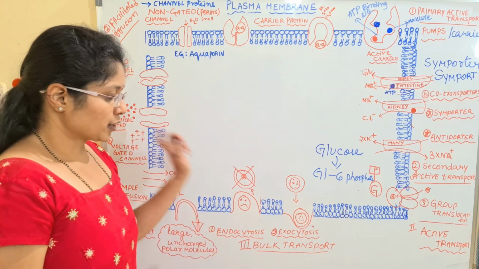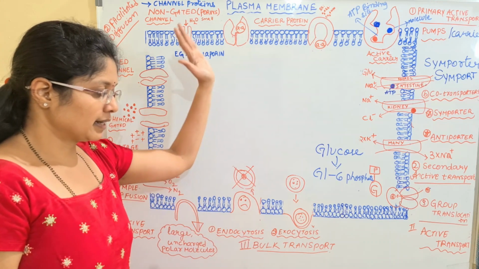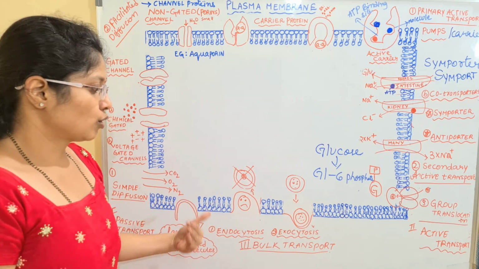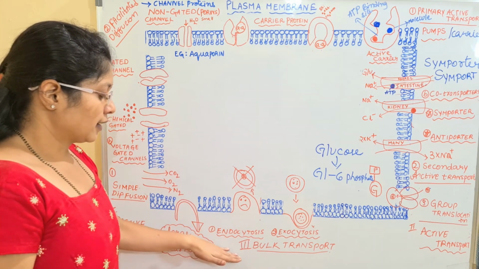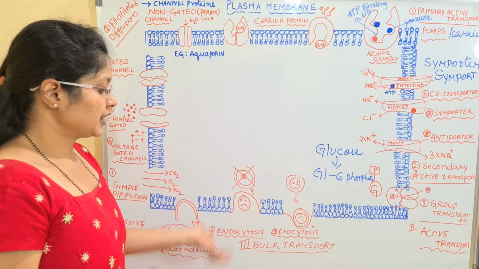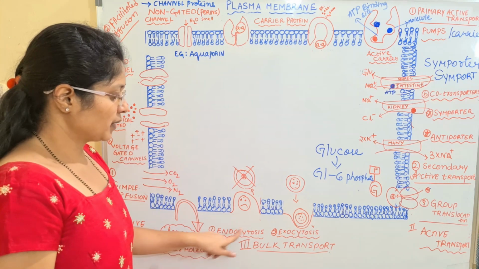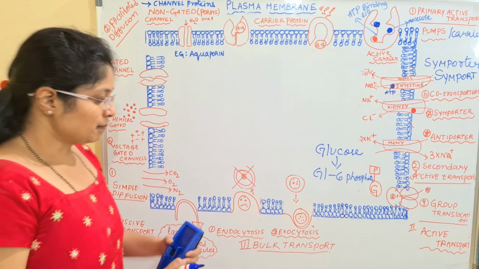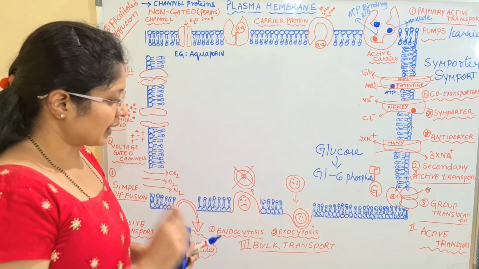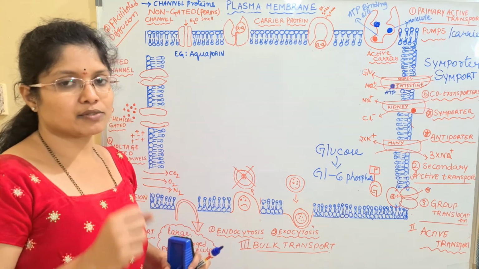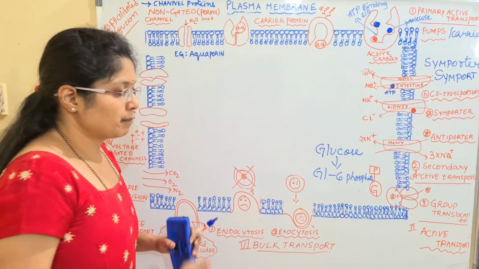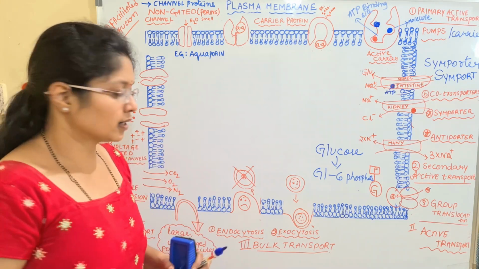It can be exocytosis, that is expelling the cargo outside. It is called exocytosis, and sometimes the molecules will be ingested inside. It is said to be endocytosis. So simply in this bulk transport mechanism, we don't have any proteins which are associated. The membranes are slightly modified here.